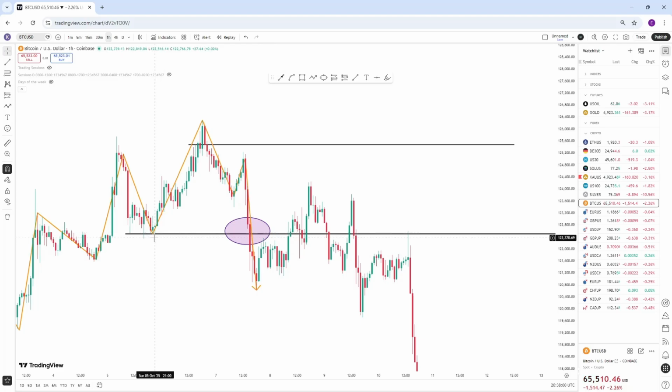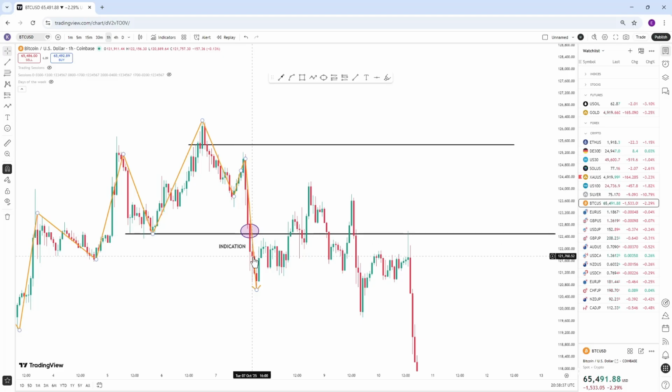So this was our point of interest, right? As you can see, it broke this support level, making an indication here. So this was our indication. I hope you can see this, guys. Let me increase the size. So this was our indication.